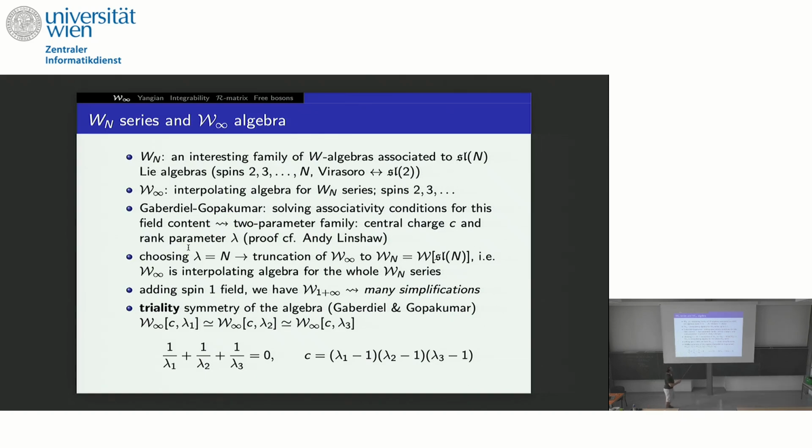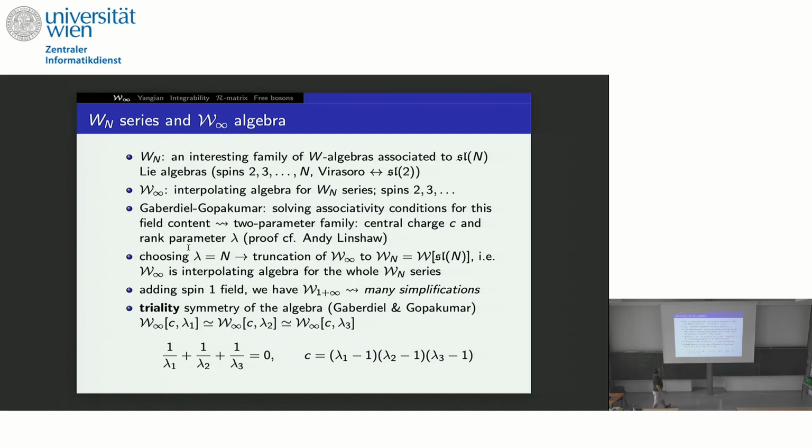So I should say that unlike SLN, these algebras don't sit as subalgebras of each other. So W3 is not a subalgebra of W4 and so on. But it turns out that this W infinity contains all these algebras. So more properly speaking, there is this second parameter lambda, and if we choose this lambda to be a positive integer, then there is a very big ideal appearing in this W infinity, which basically is generated by all spins higher than n, and we can consistently put this to 0, and then we reduce to Wn.